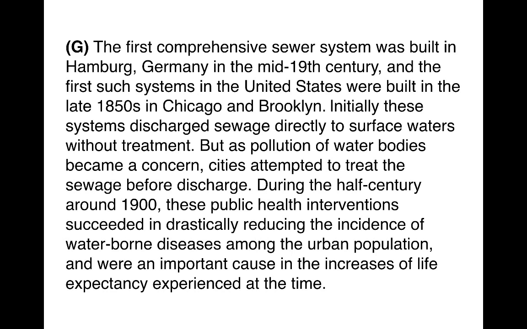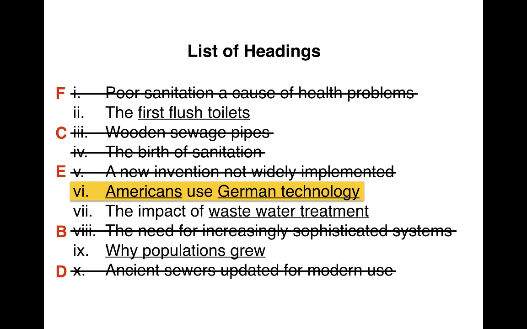The first comprehensive sewer system was built in Hamburg. In this one, you can probably see that we've got Hamburg, Germany, we've got the United States. So you might be tempted to go and choose this answer straight away. However, that would be wrong. If we look at this carefully, it says Americans use German technology. Well, does it say that they use it?